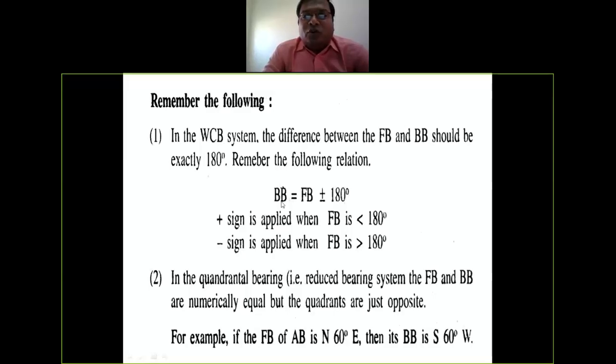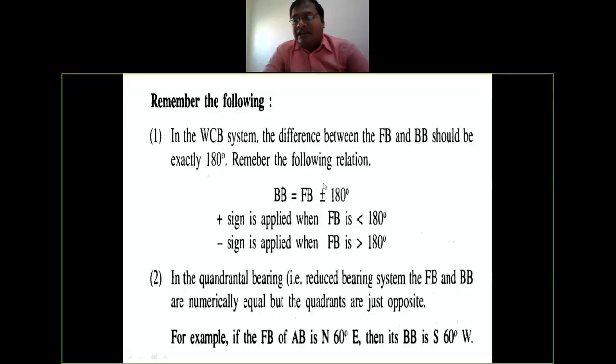So back bearing is forebearing plus or minus 180, but when do we use the plus and minus sign? The plus sign is applied when the forebearing is less than 180 degrees. For example, suppose your forebearing is 170, then back bearing is forebearing plus 180, so you have to use the plus sign.